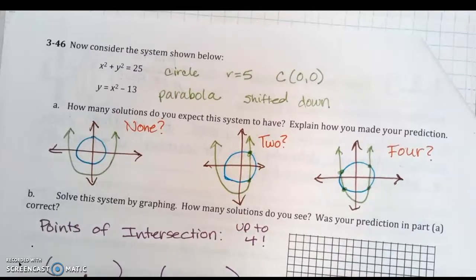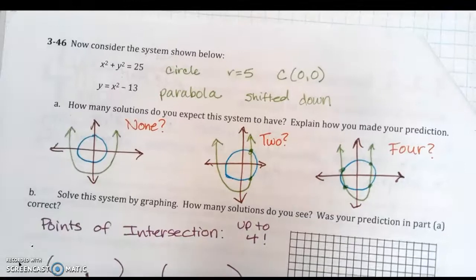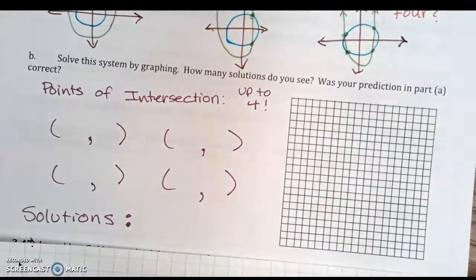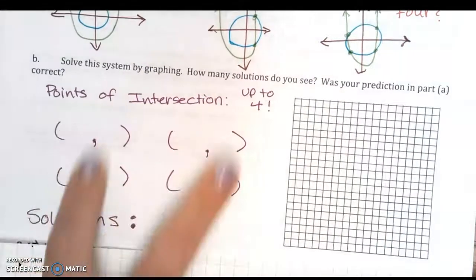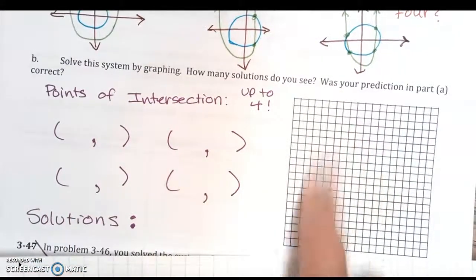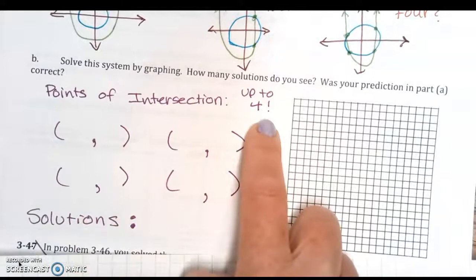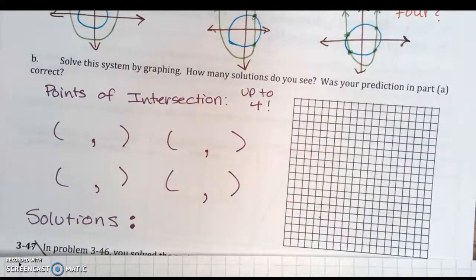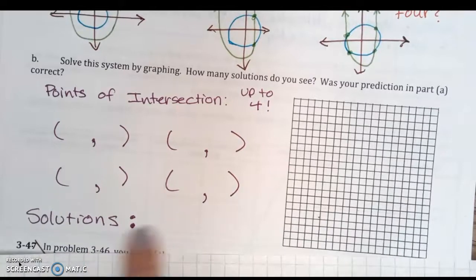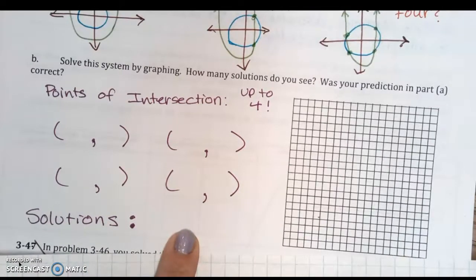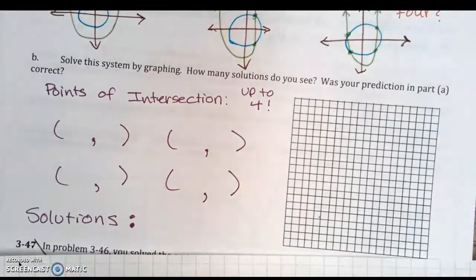So for part B, when you guys get into your groups of 4, you're going to graph the circle, you're going to graph the parabola, and then you're going to show the points of intersection graphically on here, and then you're going to write the points of intersection. You can have up to 4, right? And then when you write the solutions, you're just going to write the what? The x values. So whatever your x values are will be your solutions. All right, any questions on part B?